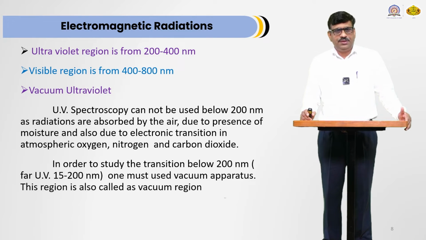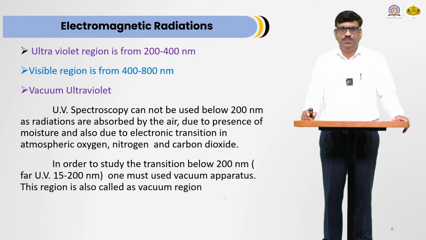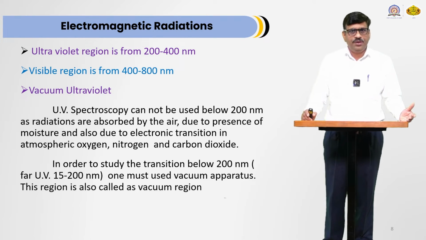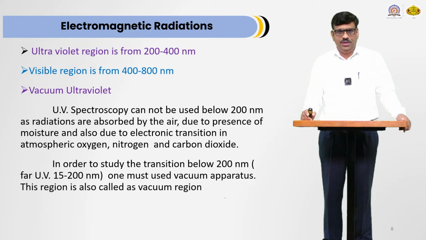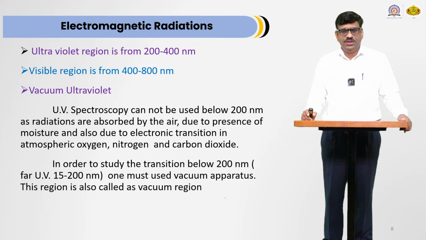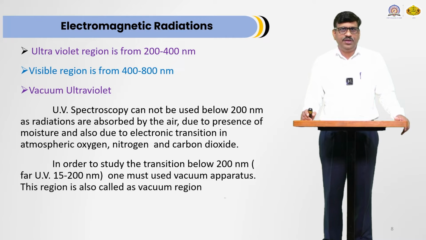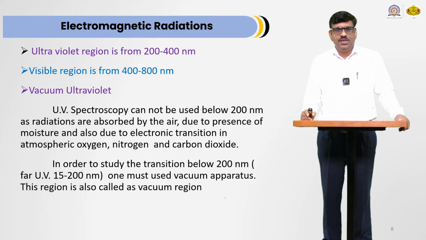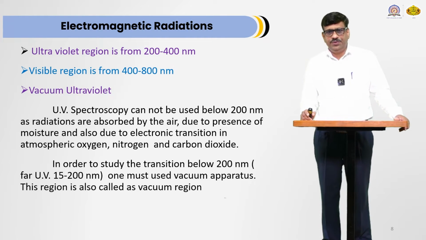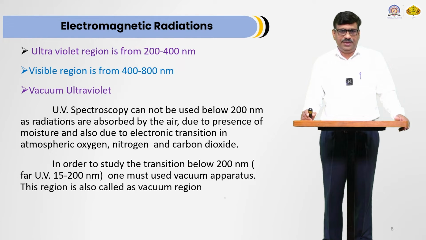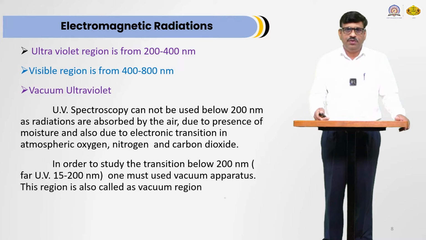Vacuum ultraviolet means UV spectroscopy cannot be used below 200 nanometer, as radiations are absorbed by air due to presence of moisture and also due to the electronic transitions of atmospheric oxygen, nitrogen, and carbon dioxide. There are various gases in atmosphere, and in those gases electronic transition or electronic excitation is possible. In order to study the transition below 200 nanometer, that is from 15 to 200 nanometer, one must use vacuum apparatus, and this region is called vacuum region.